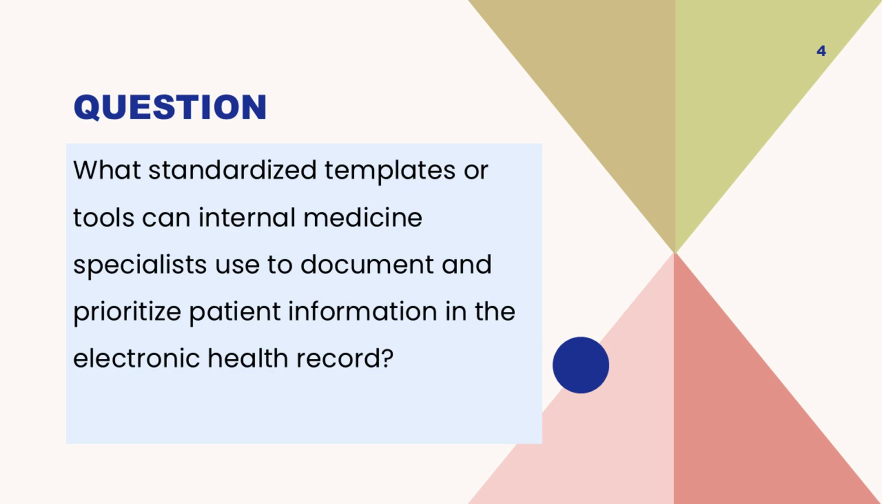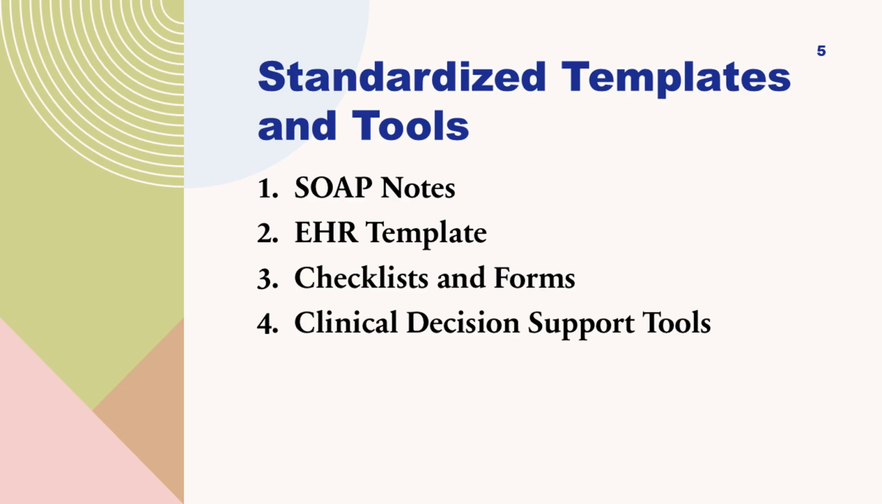What standardized templates or tools can internal medicine specialists use to document and prioritize patient information in the electronic health record? Standardized templates and tools: 1. SOAP notes, a widely used format that stands for subjective, objective, assessment, and plan, helping to structure patient encounters systematically. 2. EHR templates. Many EHR systems come with built-in templates for documenting various aspects of patient care, such as history, physical examination, and assessment plans.